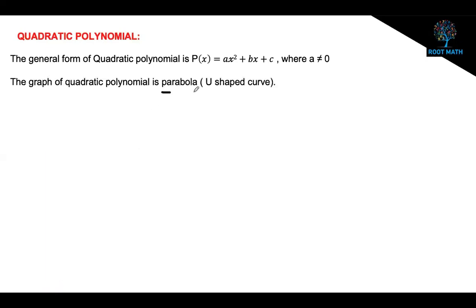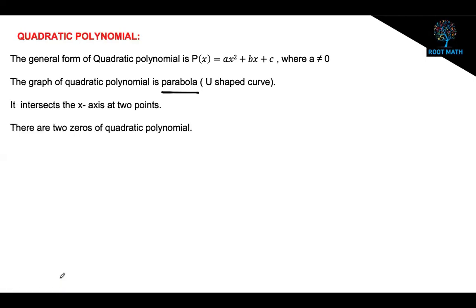The curve is known as the parabola. And it intersects the x-axis at 2 points. And when it intersects the x-axis at 2 points, the 2 points are said to be the 2 zeros of the quadratic polynomial. Let's consider an example, y is equal to x squared minus x minus 2.